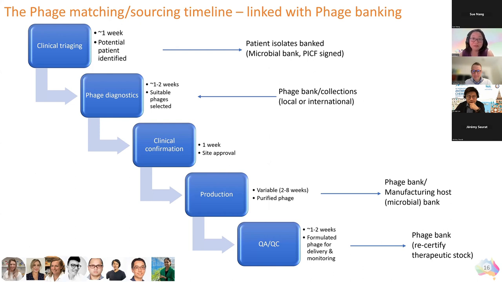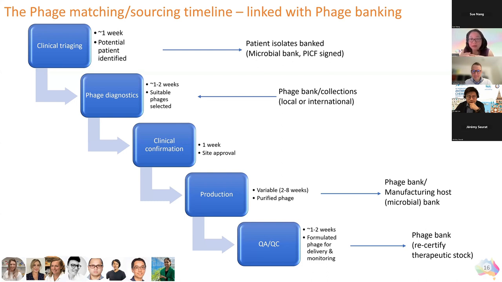So this is the process and the timeline from phage matching to phage production, QC and certification approval to administer phage. And as you can see, almost every step involved in characterization and genomic sequencing of an upscaled phage batch, the manufacturing bacteria host, and then eventually a purified phage. These are all biobanked, by the way. So the timeline varies from 6 to 12 weeks from phage matching to endpoint QA/QC.